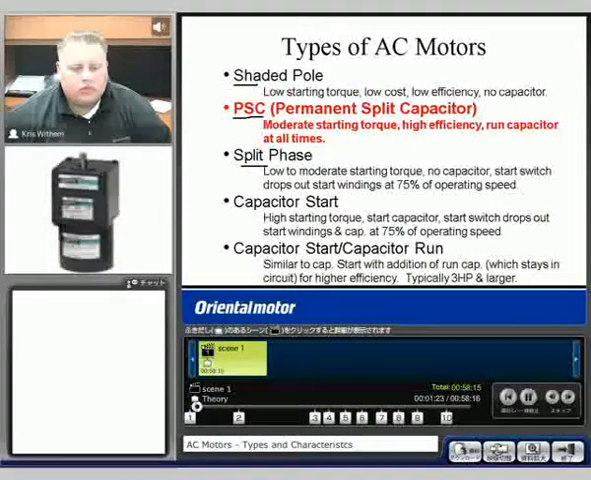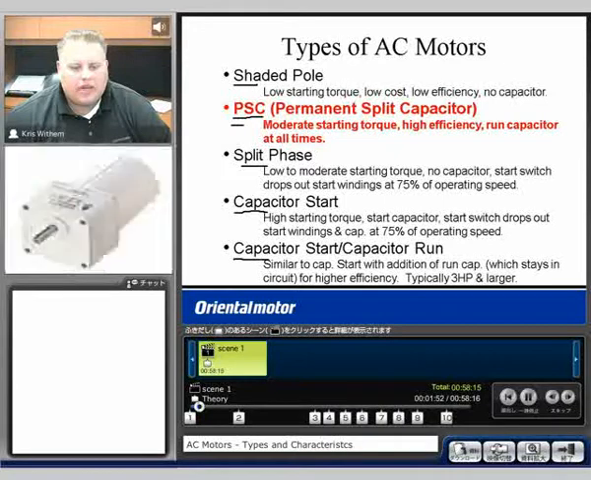We have a capacitor start, which is exactly how it sounds. A high starting torque uses a start capacitor, and then the switch drops out at around 75% of the operating speed. Then we also have the capacitor start and capacitor run. Again, similar to capacitor start with the run feature. For the AC motors that we manufacture at Oriental Motor, we make the PSC type, this permanent split capacitor. This is going to allow us to have the highest amount of efficiency. It is going to allow for a moderate starting torque, but it's also going to require that a capacitor is used at all times for both startup and operation.